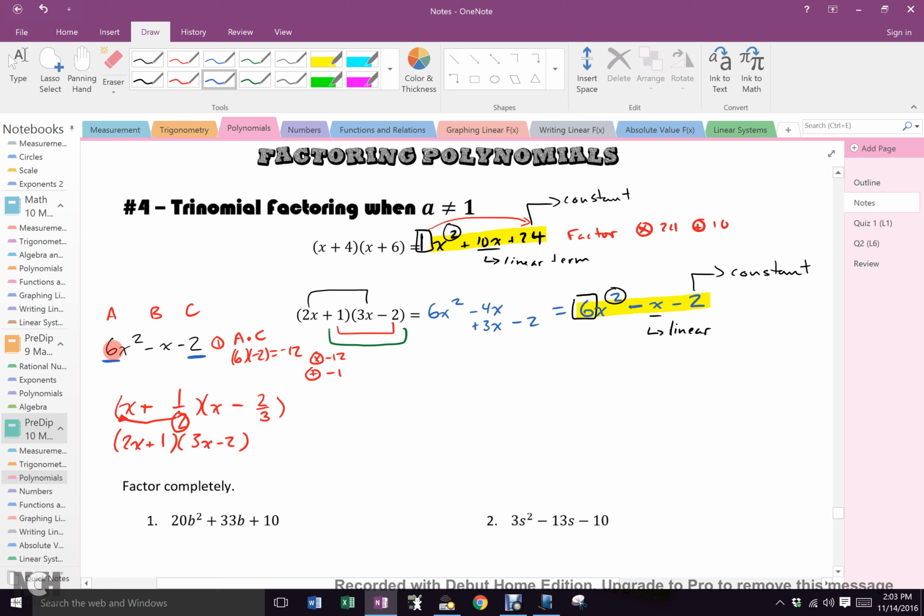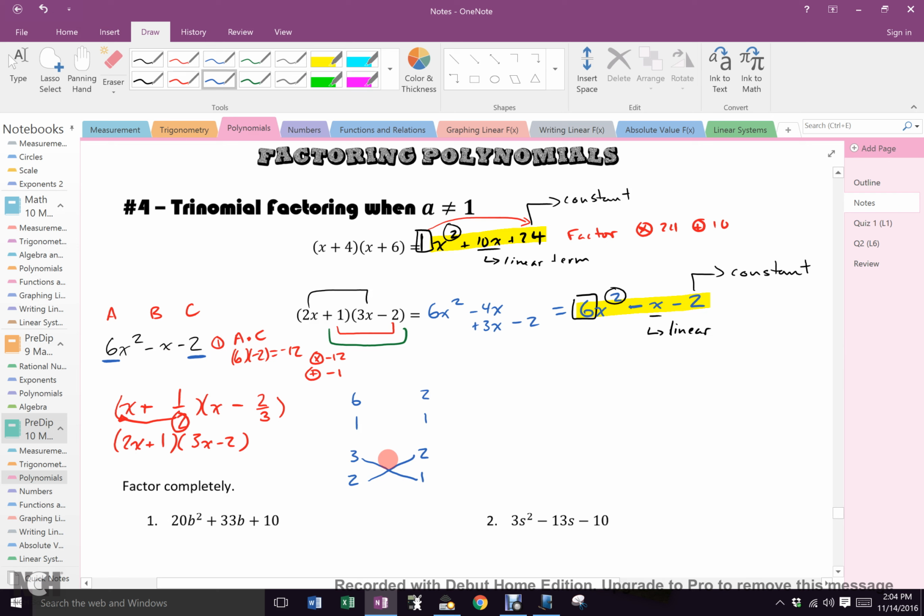Okay? So they look at 6 and they go, okay, 6 can be 6 and 1, and 2 can be 2 and 1. Everybody with me? And then they look at it this way, 3 and 2, and 2 and 1. Because those are the only options, yes? And then they check, they do a cross. They go 3 times 1 and 2 times 2. 3 times 1 is 3, 2 times 2 is 4. Can 3 and 4 make 1 in any way? Yeah. So this is the way that works.